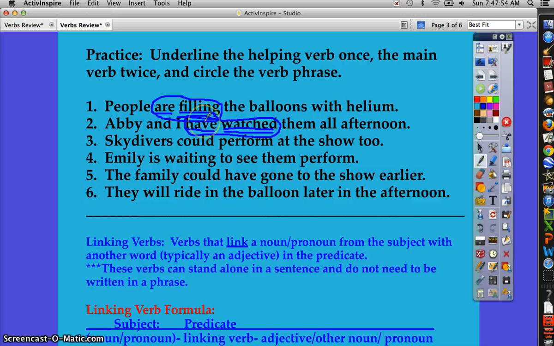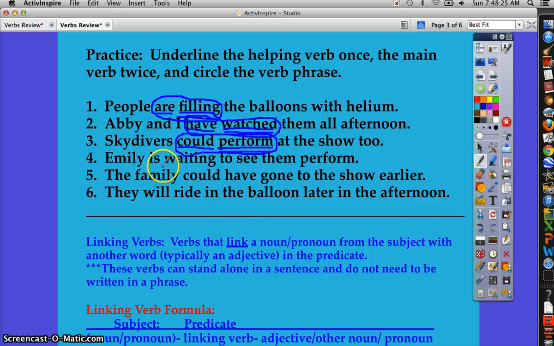Okay, number 3, skydivers could perform at the show too. Again, what could the skydivers do? Perform would be the action verb. And a helping verb helping us know more about perform would be could this time. Could kind of indicating maybe that they could do it, so like a future tense almost this time. Could perform.